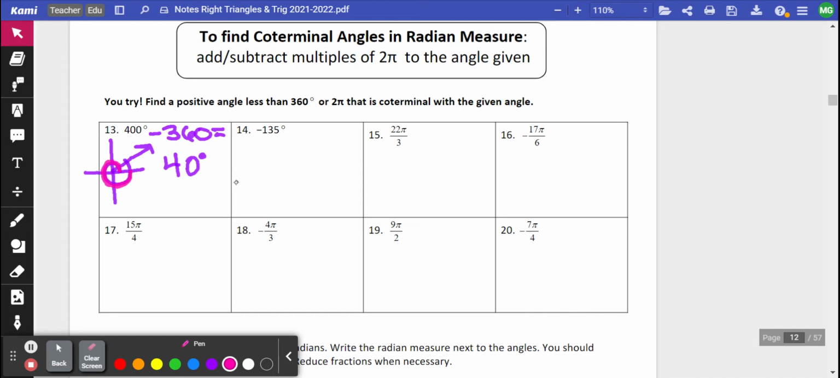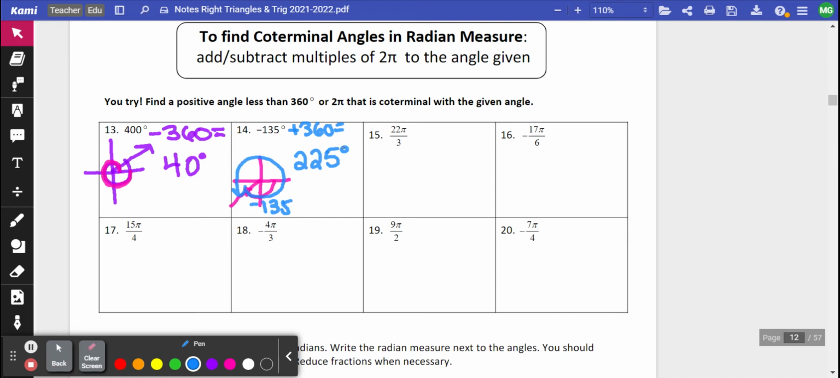With negative 135, I'm going to sketch this out. Negative 135 goes this way. So what we're going to have to do, because it's negative, we will have to add 360 degrees to it, which will bring us here. Okay, so plus 360 degrees. And that gives us a 225-degree angle, which is coterminal with a negative 135-degree angle.